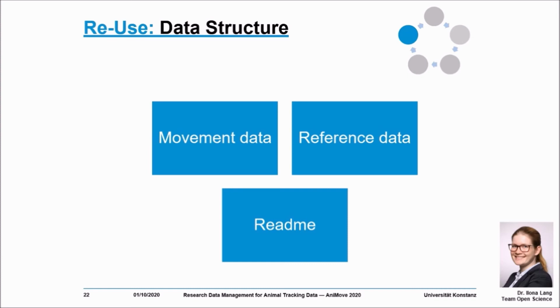Furthermore, there is a README file which contains the documentation of the data. This includes the citation recommendations, the license note, and an overview of the terms of the Movebank attribute dictionary used for this dataset. The README file exists for every movement data and for every reference data file.